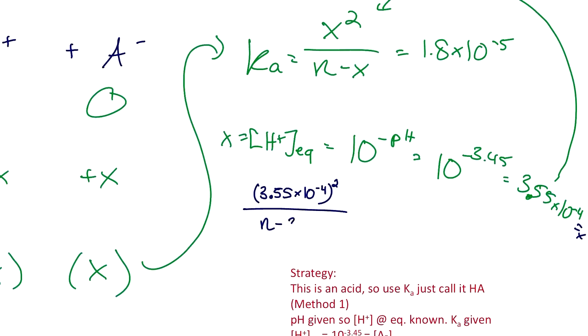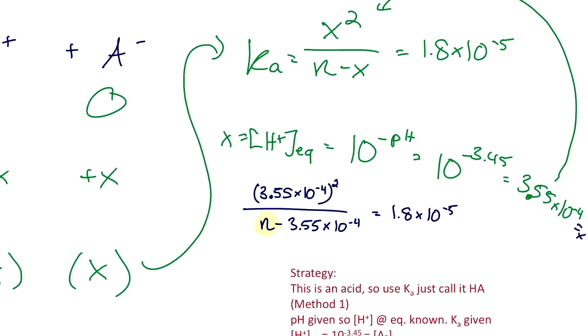Because we know what X is, 3.55 times 10 to the negative 4. The reason I say that is because I see people approximate all the time. They just keep taking away the minus X. But in this case, we know what X is, so no need to approximate. And I will die on this hill. So N minus that equals 1.8 times 10 to the negative 5. There is one variable. We can easily solve that.